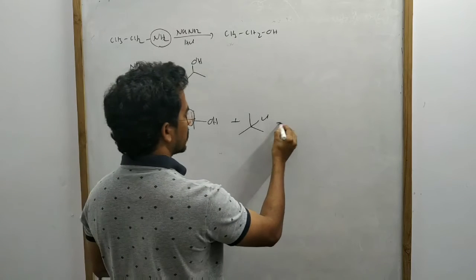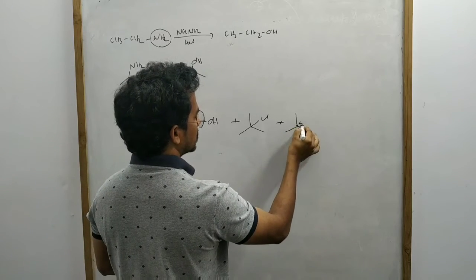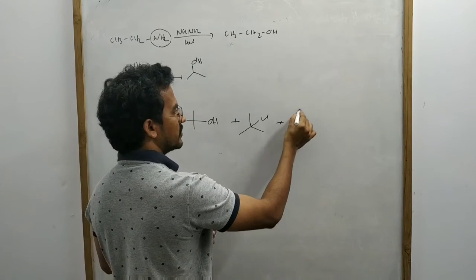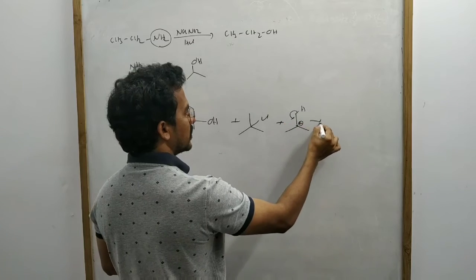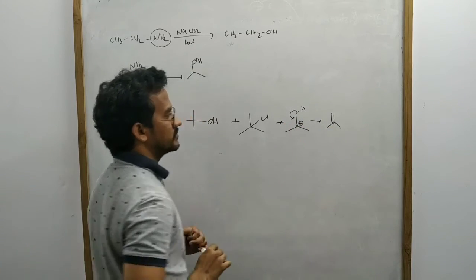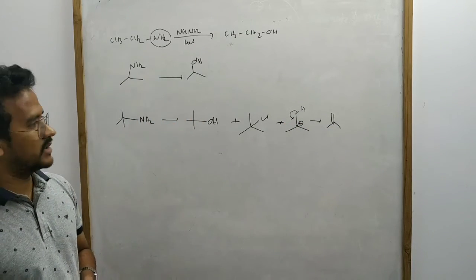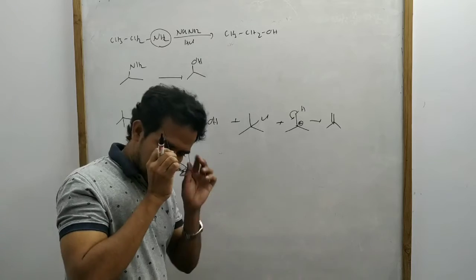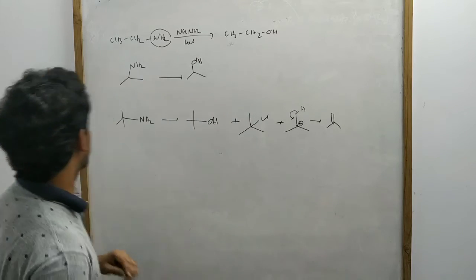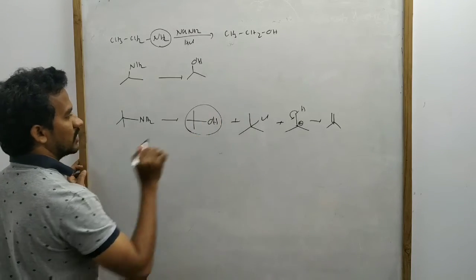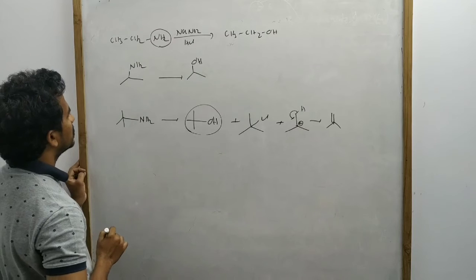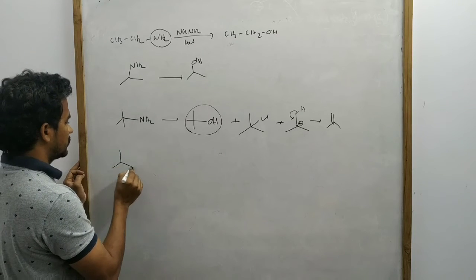Okay? So actually, what is the carbocation in this case? Tertiary butyl is the carbocation. By leaving of H plus from the carbocation, we will get isobutene also. But your major product is the alcohol. Yes. Next.